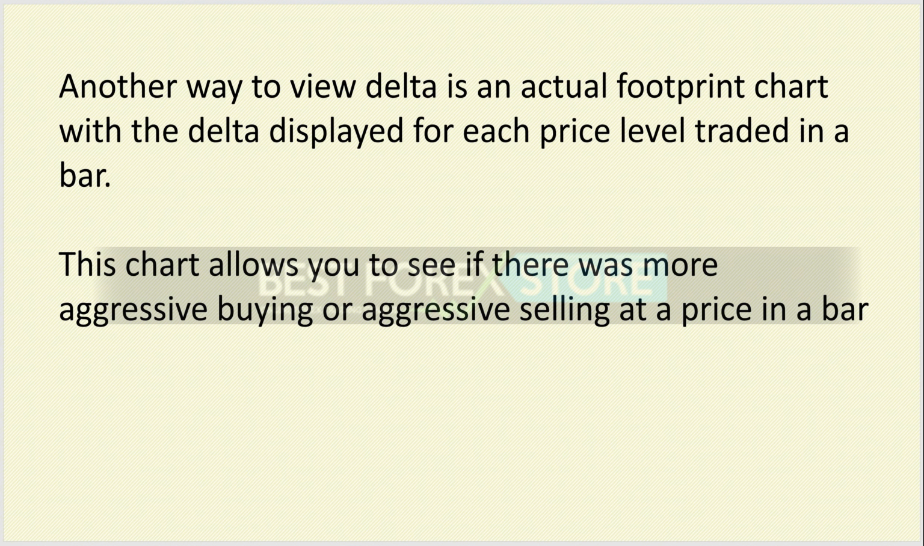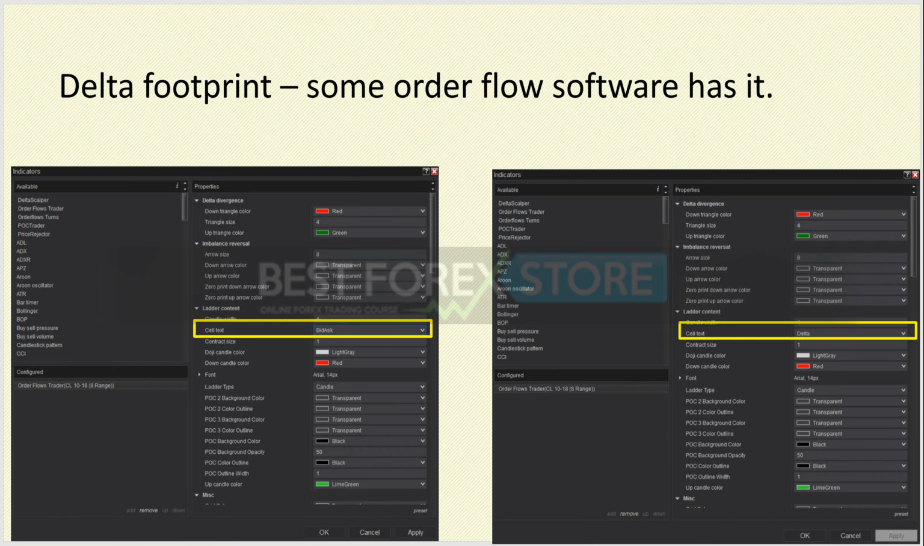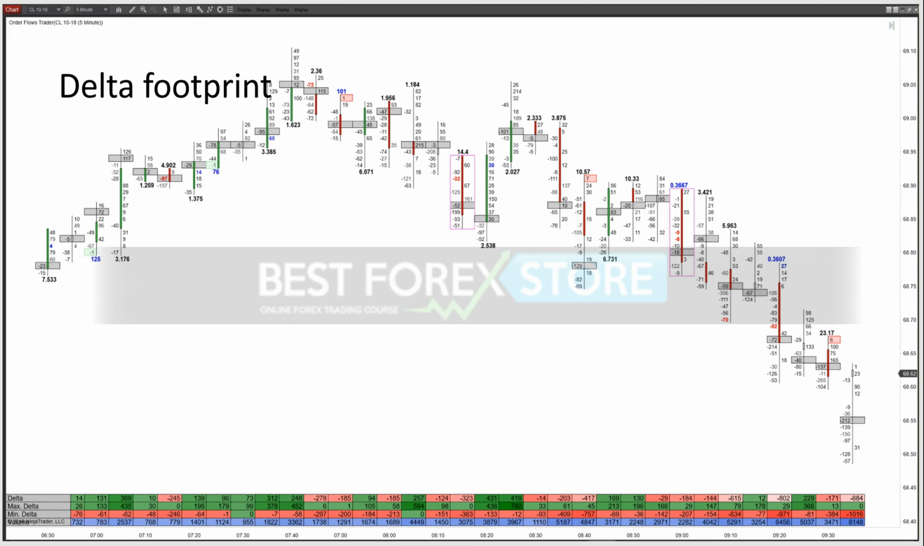Now, there are other ways to use delta on a chart, and another way to view delta is an actual footprint chart with the delta displayed for each price level in a bar. And this chart's going to allow you to see if there's more aggressive buying or selling at a price in a bar. Now, for users of my software, I don't know how it works with other software, but with my software, you can change it from your normal bid-ask data, your normal volume footprint chart, to the delta. You go into the ladder content, you change it to delta. And this is how it's going to look.